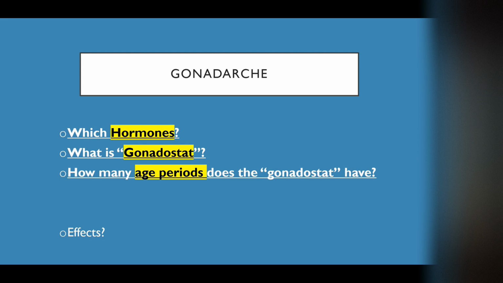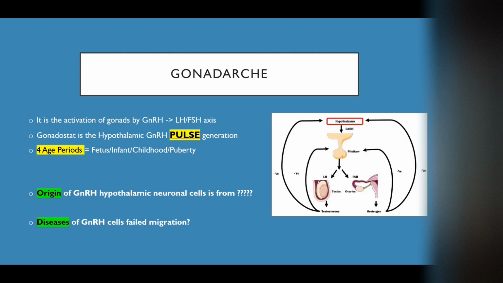So fetus, infant, school age, and then puberty, okay? So that's my four age periods. You know this from physiology. We're talking about pulse, yes. How am I going to test GnRH? Which test? Am I taking basal or dynamic?